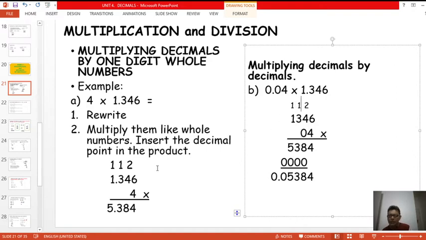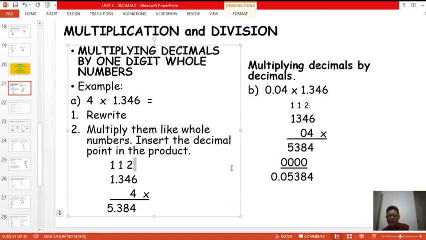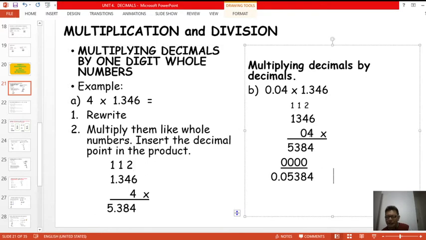Carry 1 up. So 4 times 1 is 4, plus 1 is 5. So that's how you get 5,384. Then you're not finished yet, because we have another digit, the tens place in the decimal here is 0, so might as well include that.